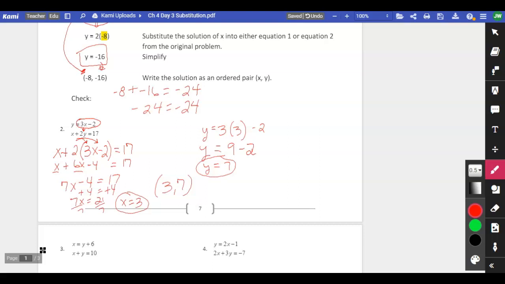Now to check it, I always advise you to check these ones. So part of your required work. So we got to check over here. So then we do x plus 2y, so I'm using my other one, equals 17. So I have 3 plus 2 times 7 equals 17. 3 plus 14 equals 17. 17 just equals 17. It checks.